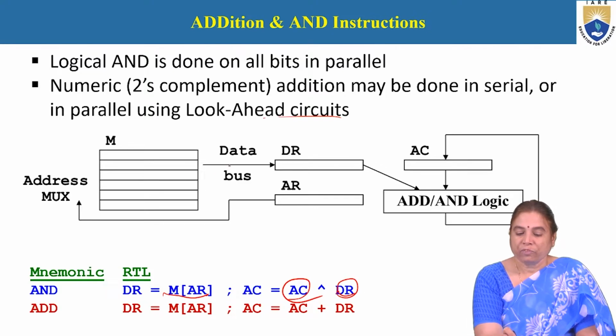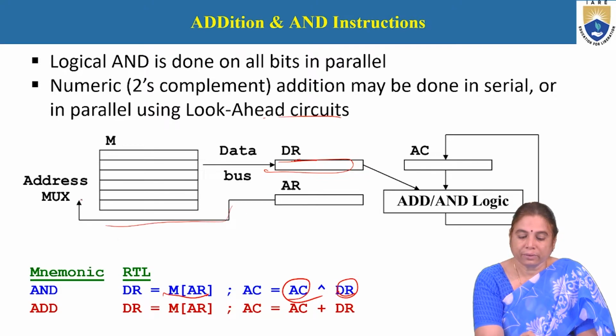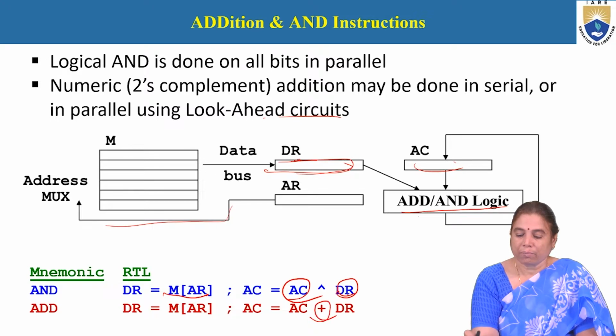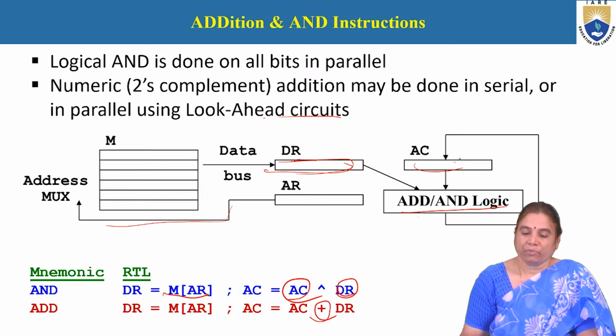So here first the data register contains the data that has to be fetched from the memory with the help of the address register that is pointed to. And this data register value with the accumulator, the AND and add logic can be applied. In case of add, the plus or addition operation can be performed.